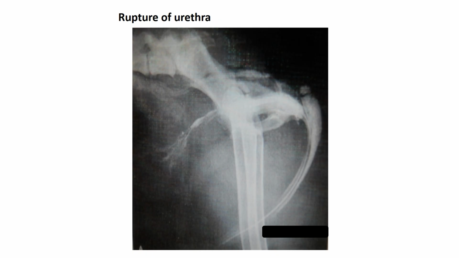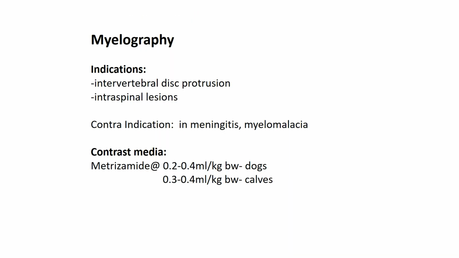Now this is a case of rupture of the urethra. The contrast agent may get spilled out from the urethral lumen into the pelvic cavity and the surrounding structures. So this is a lateral view. You have to clearly appreciate that the contrast agent is spilling at different places.